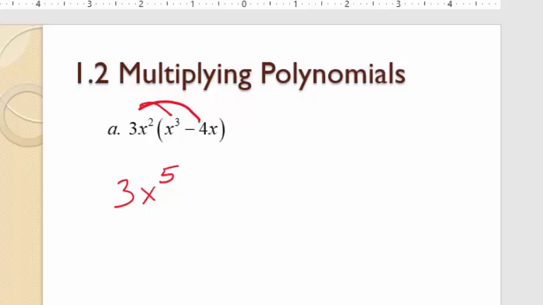Now I'm going to multiply 3x squared times negative 4x. So I multiply the coefficients in front. 3 times negative 4 is negative 12. And x squared times x, this is like x to the 1st power. This is x to the 3rd power. I can't combine any like terms here because I don't have anything with the same last name, so I'm finished.